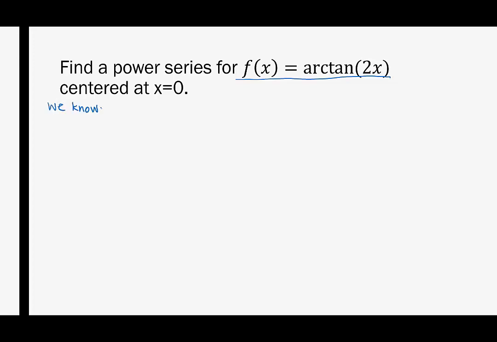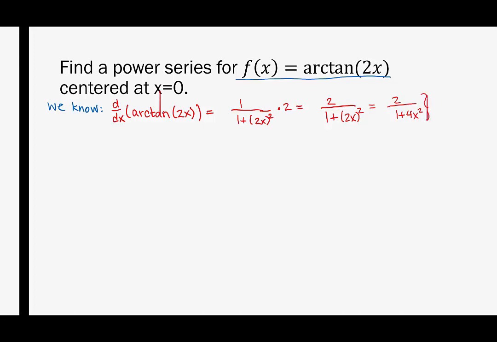We know that the derivative of arctangent of 2x is equal to 1 over 1 plus (2x) squared times the derivative of 2x, which is 2. So 2 over 1 plus (2x) squared, or 2 over 1 plus 4x squared. This is an expression that we could write in terms of a geometric series, and then I can integrate to get back to the arctangent.